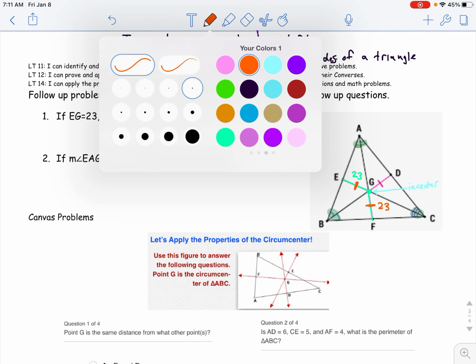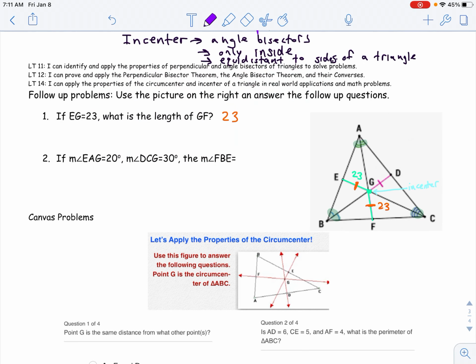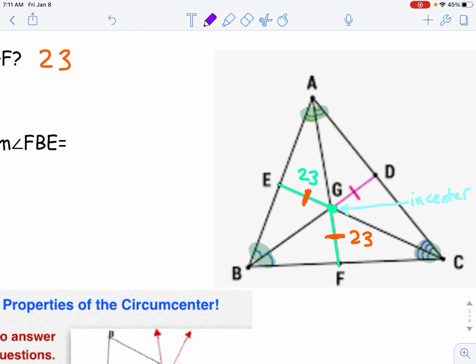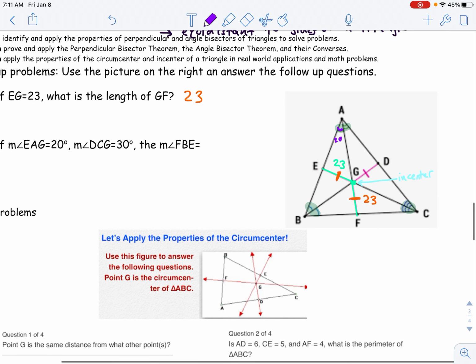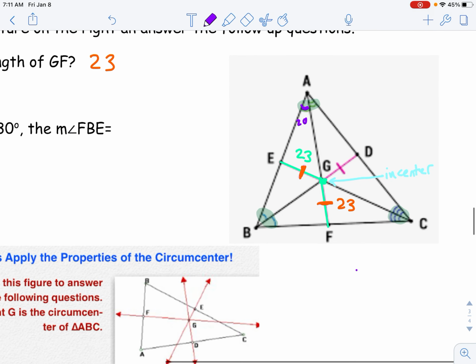And then since these are angle bisectors, let's look at number 2. This is a good angle problem. It's telling me EAG is 20. So it's saying that this right here is 20. It's telling me that DCG, excuse me, is 30. So this angle right here is 30. Now it's telling me to find FBE. This is the angle I need.